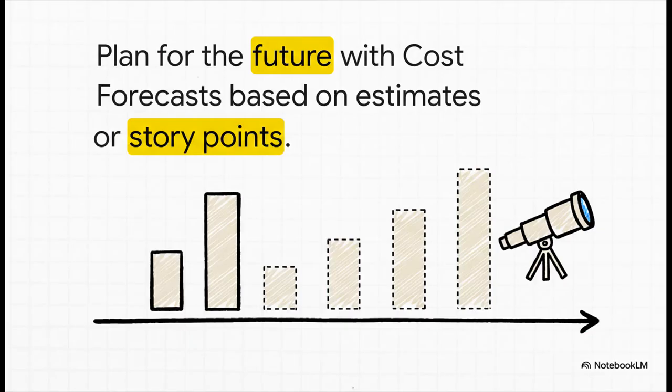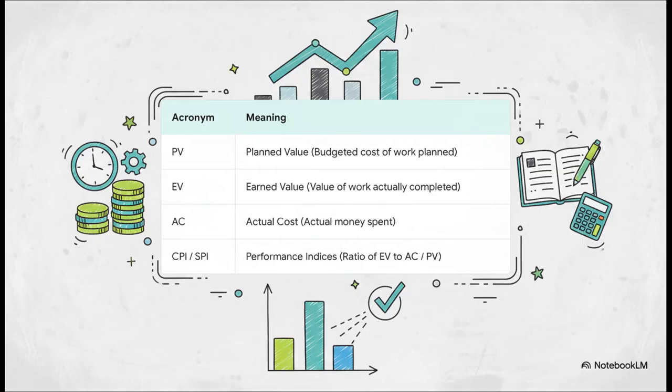But this isn't just about looking in the rearview mirror. It's about planning ahead. The forecasting feature uses your team's existing estimates, whether they're in hours or story points, to project future costs. This is how you stop reacting to budget problems and start getting ahead of them. Now, for those who need some more advanced financial analysis, the app also supports Earned Value Management, or EVM. To put it simply, this lets you answer two critical questions with just a couple of numbers. Are we on budget and are we on schedule? It is a super powerful way to gauge the overall health of your project instantly.